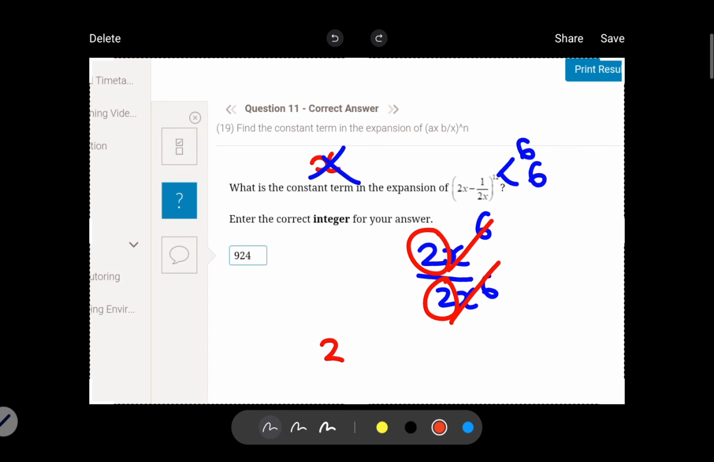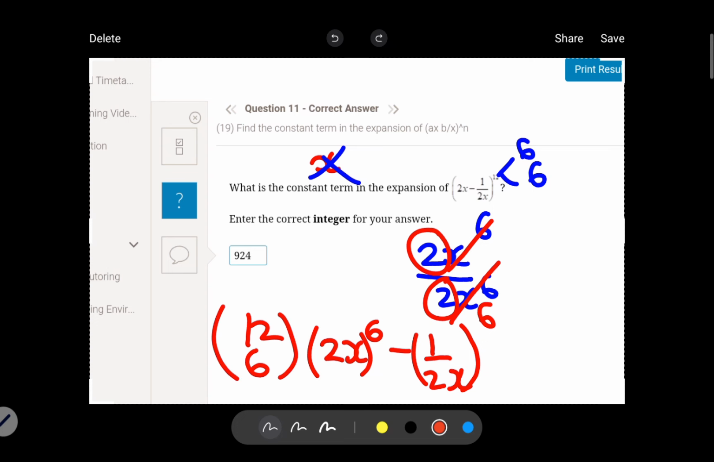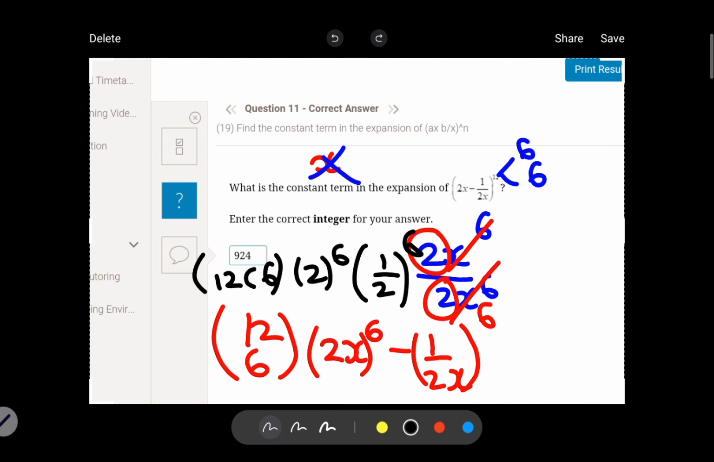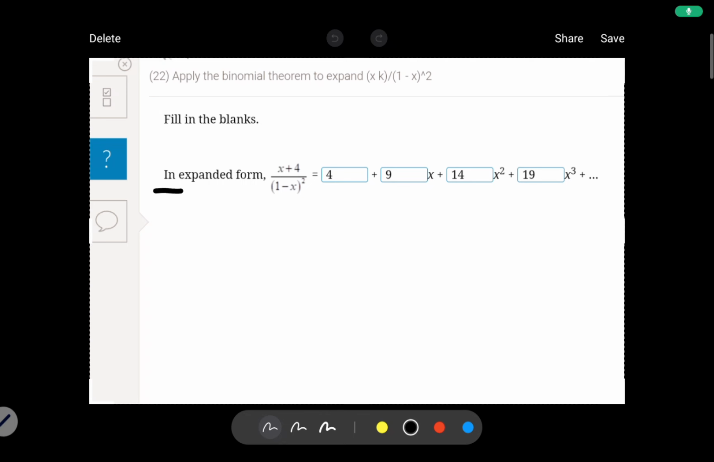So it will be 2x to the power of 6 minus 1 over 2x to the power of 6, and it will be 12c6, yani combination 6. So this is how you put it: 12 combination 6, and then 2 to the power of 6 on your calculator, over, and then 1 over 2 to the power of 6. Okay, you will get 924. By the way, without the x's, because the x's are cancelled. For this, you have to make it in expanded form.